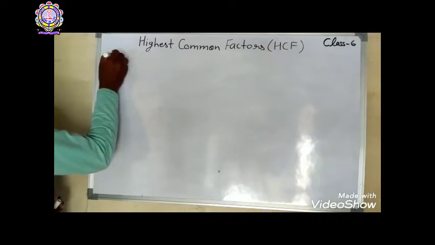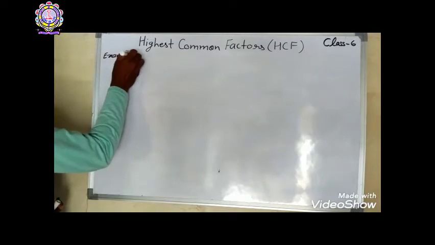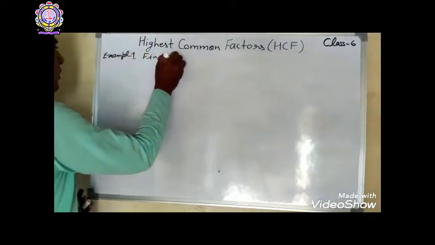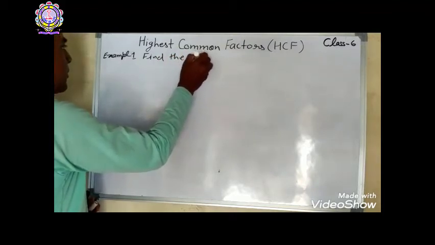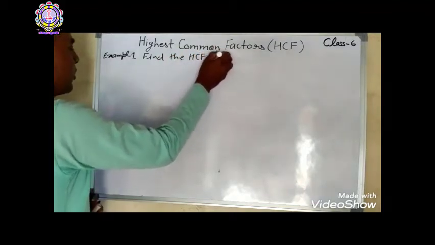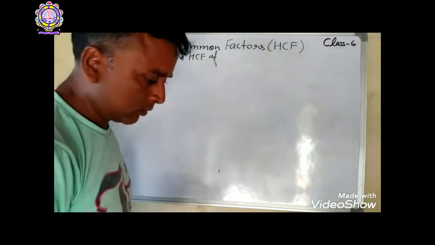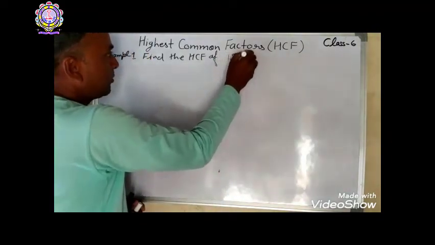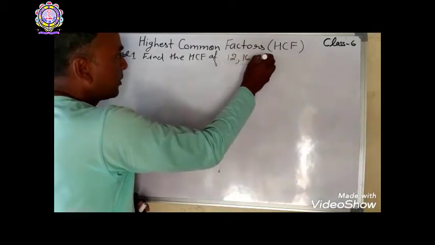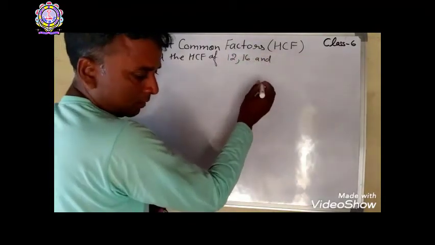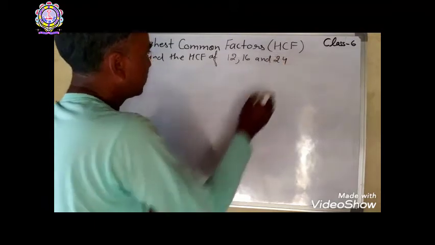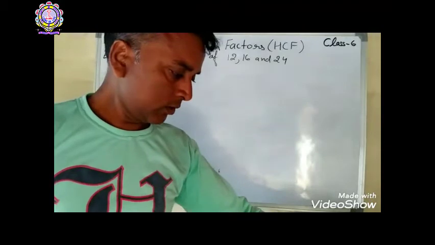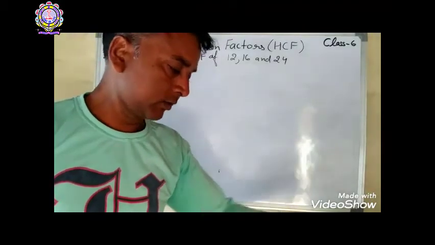Example 1. Find the HCF of 12, 16 and 24. That is the question. So first of all, we find the factors.